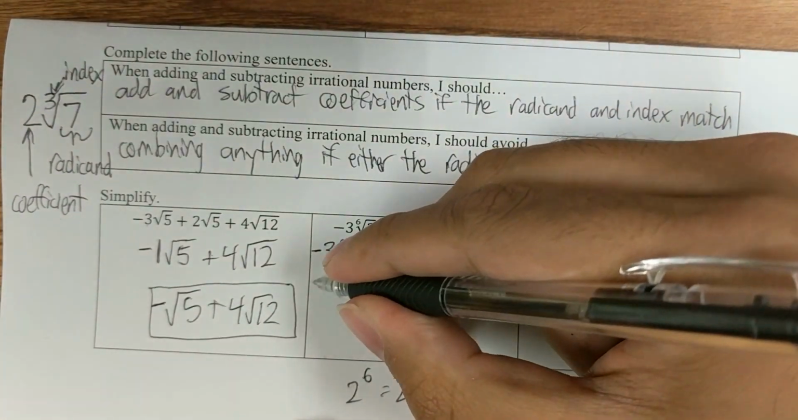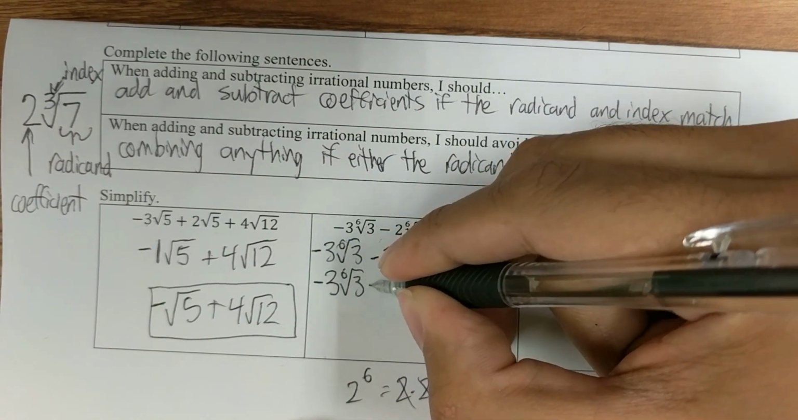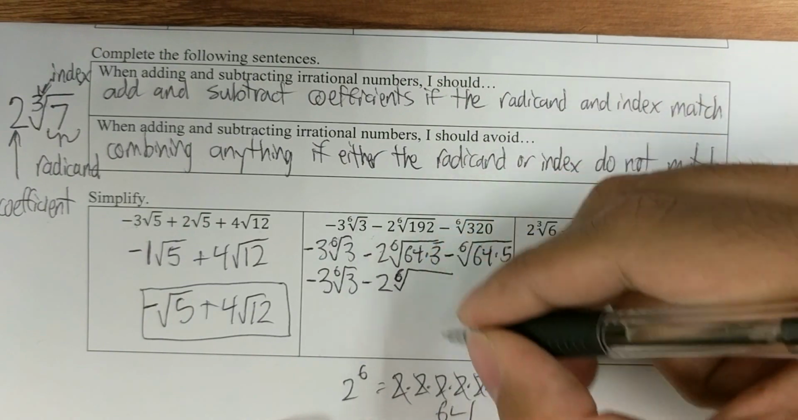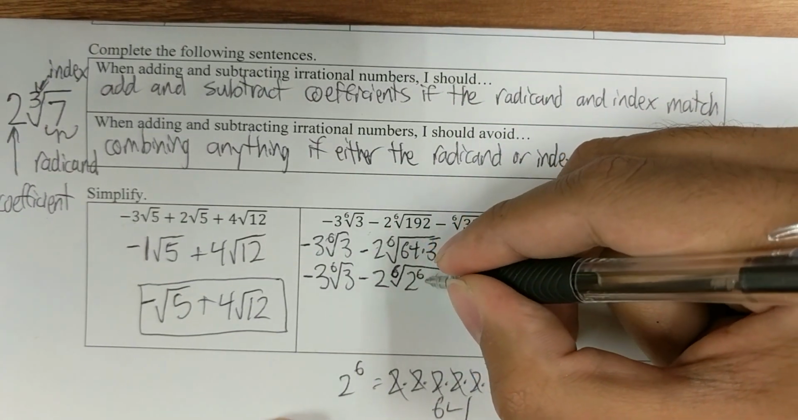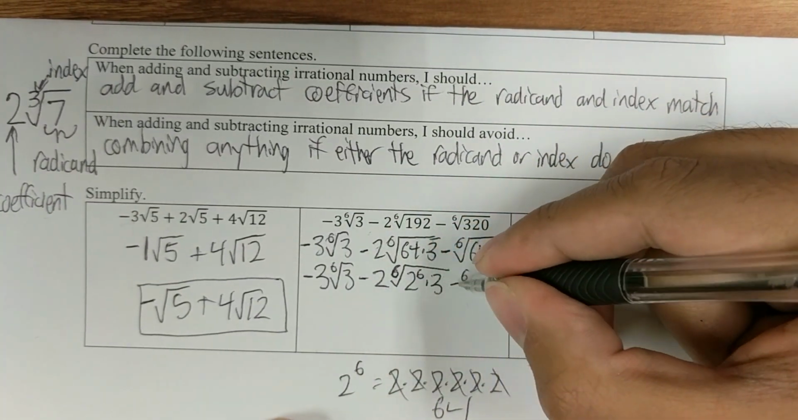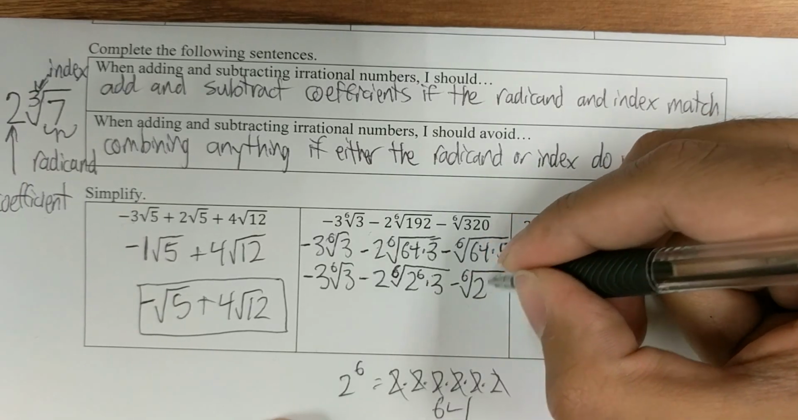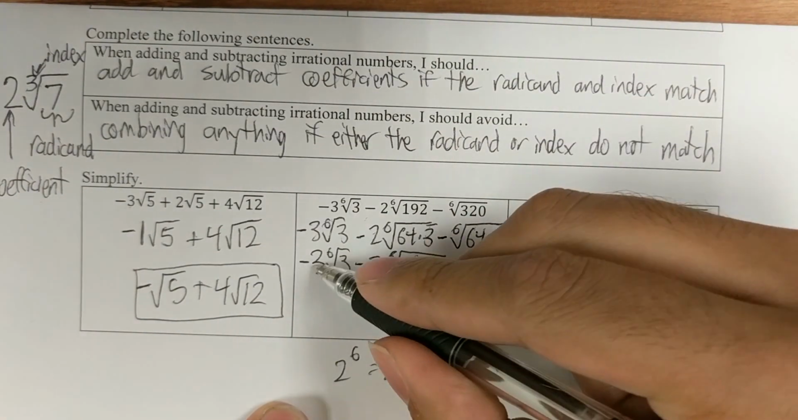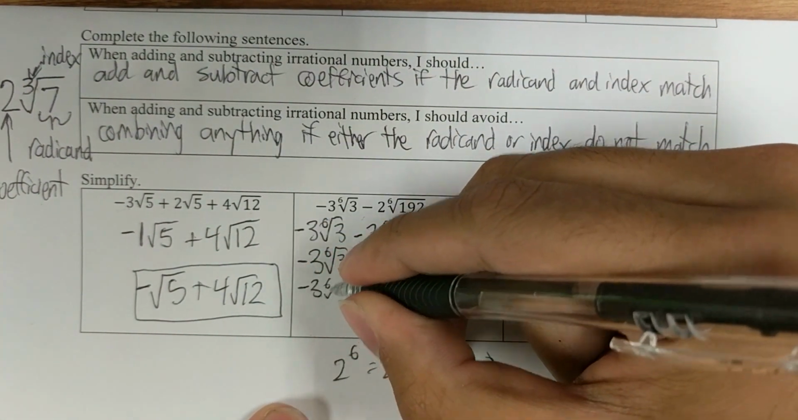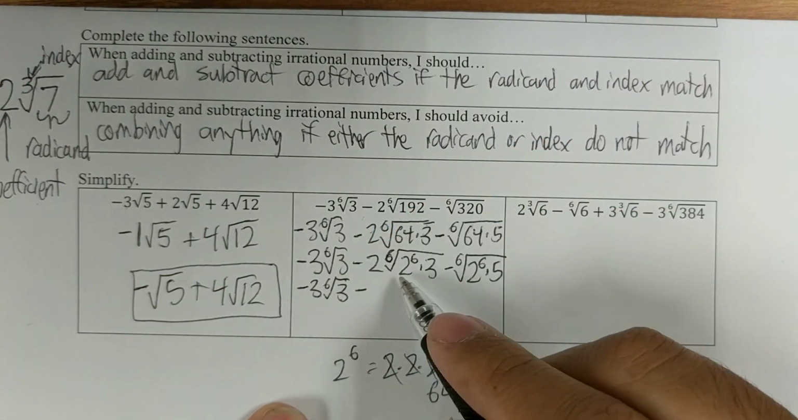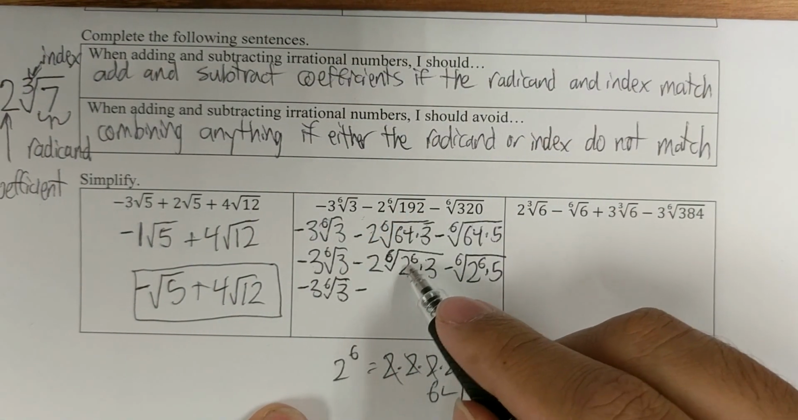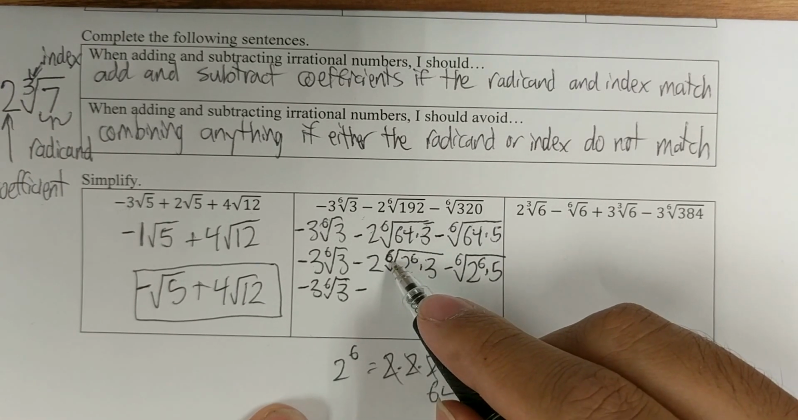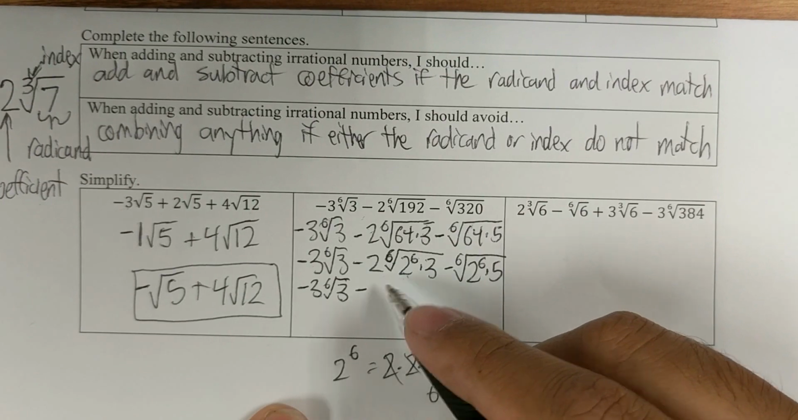So I can rewrite this. 64 I just showed was equal to 2 to the 6th power, and this 3 is still left over. This 64 is also 2 to the 6th power with a times 5 left over. First term is done. Now this term, this 2 to the 6th power, and then the 6th root of that. The 6th power and the 6th root cancel out, so this 2 gets to move outside.